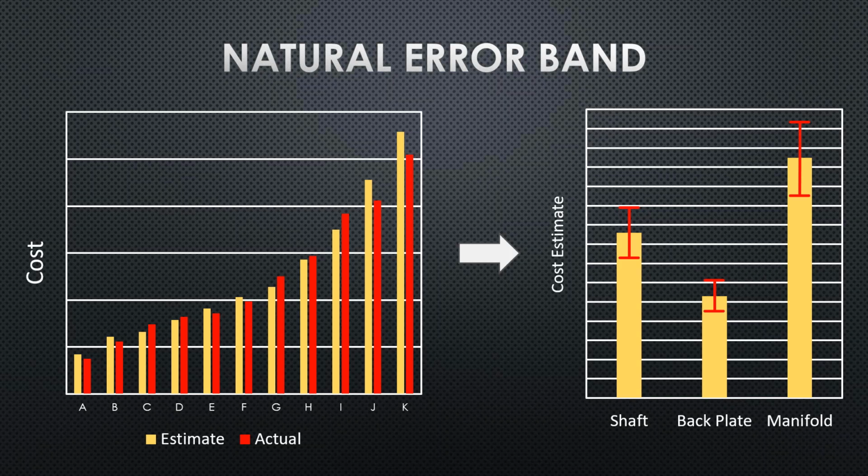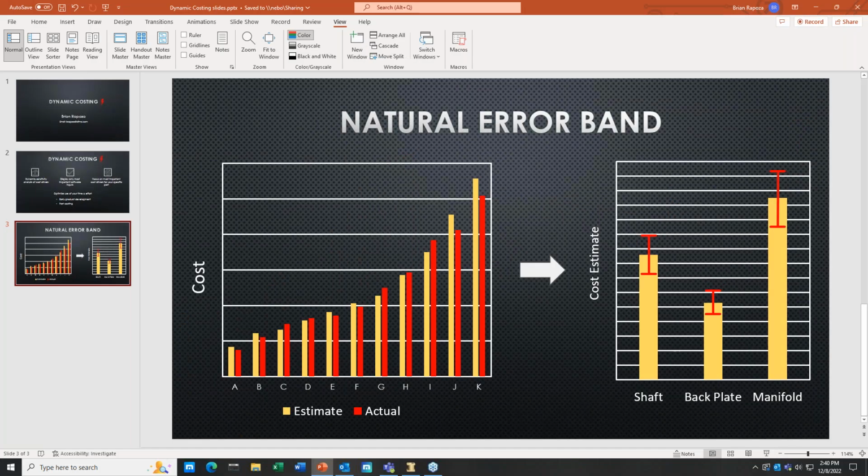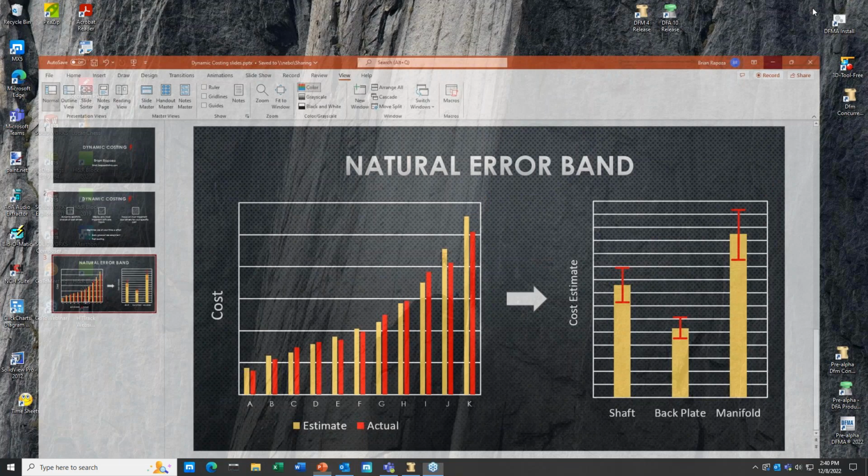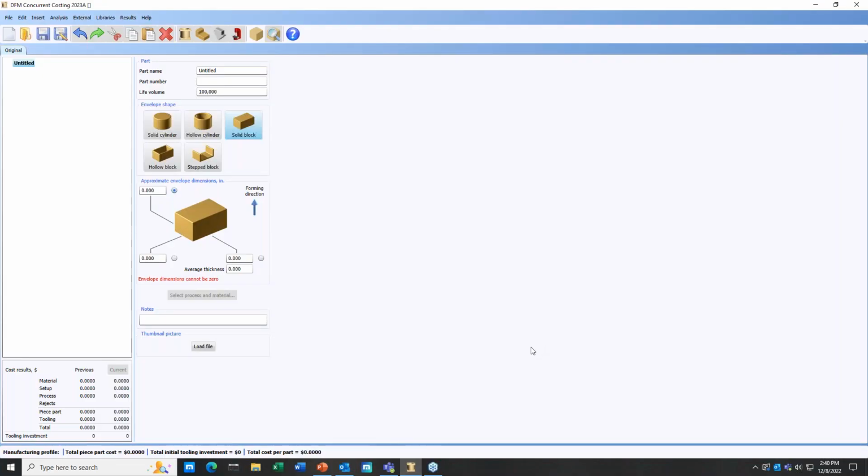So for this first release, we've added dynamic costing to both die casting and machining. And I'm going to be showing the die casting here today. So this is the DFM concurrent costing software. So we're going to be analyzing a die casting.